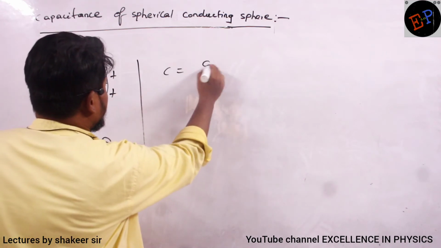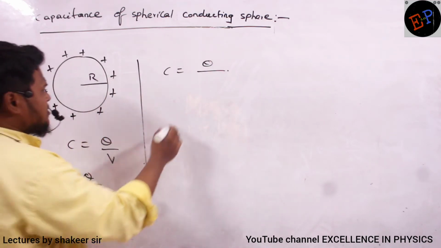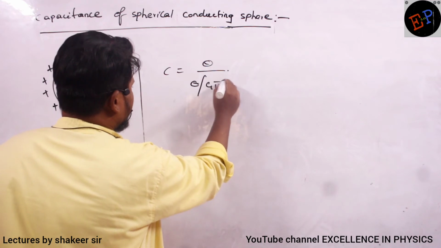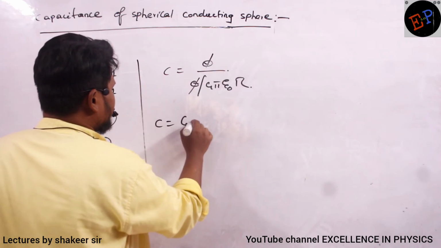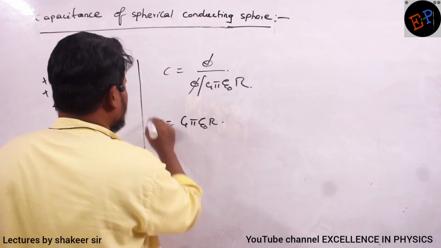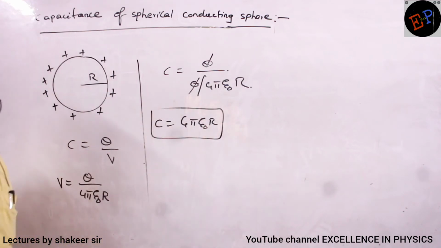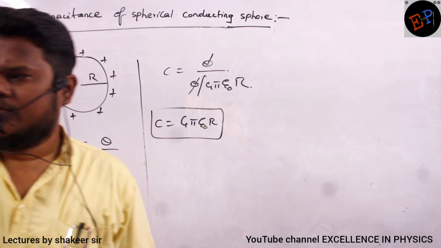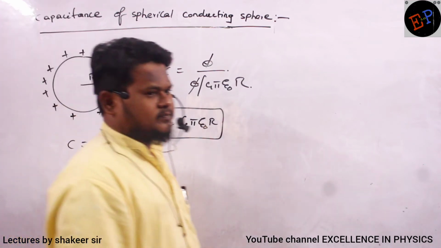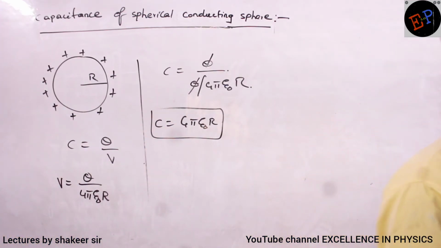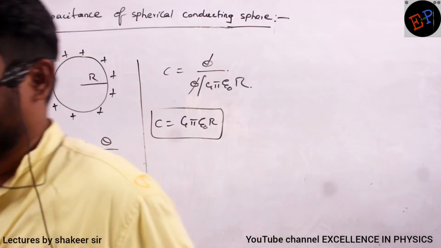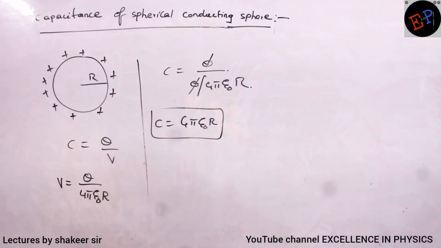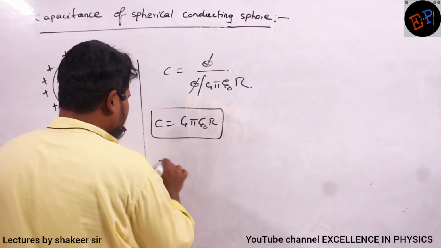So C is equal to Q divided by, instead of potential, I can write Q divided by 4 pi epsilon naught R. So Q and Q get cancelled. So C is equal to 4 pi epsilon naught R. This is the equation to calculate the capacitance of a spherical conductor. This is not a capacitor, you cannot say that. It is a spherical metal conductor. Understood?